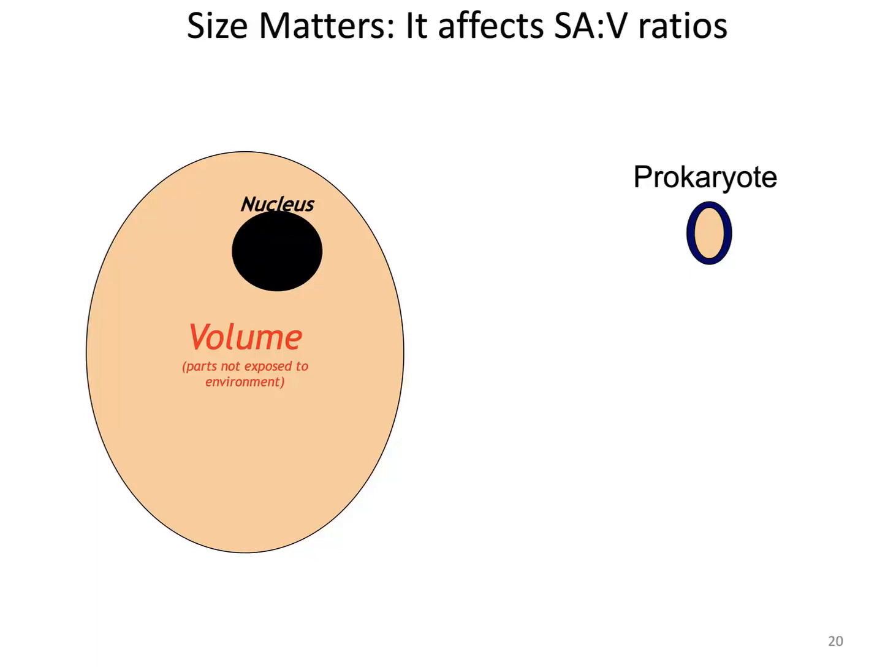And one really important component of this is the influence of size on surface area to volume ratios. So when I'm talking about surface area to volume ratios, what I'm talking about is the ratio of the surface area that's exposed to the outer environment relative to the volume of the liquids that fill up an organism, a cell, or any shape in general, okay?